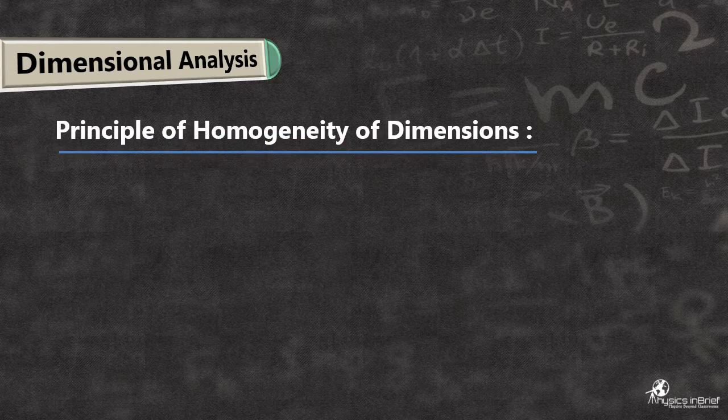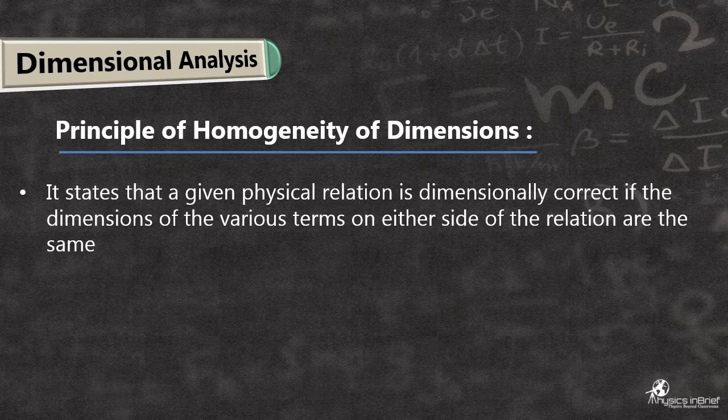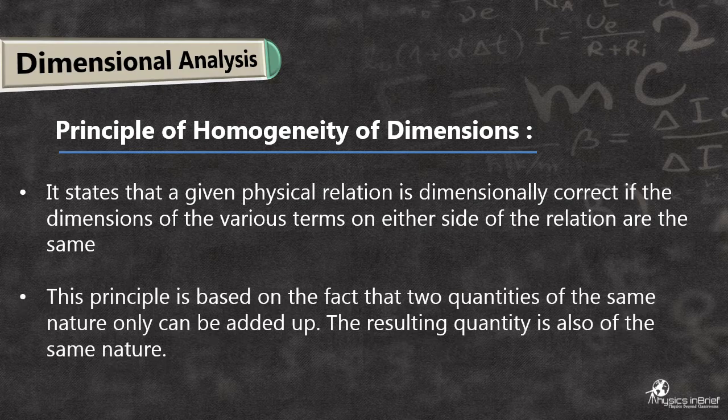Principle of homogeneity of dimensions. It states that a given physical relation is dimensionally correct if the dimensions of the various terms on either side of the relation are the same. This principle is based on the fact that two quantities of the same nature only can be added up. The resulting quantity is also of the same nature.